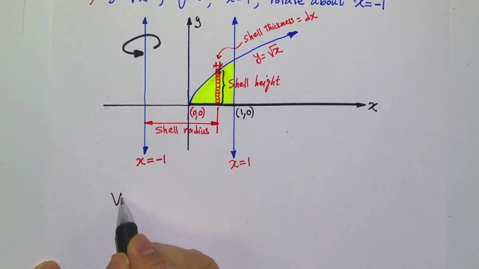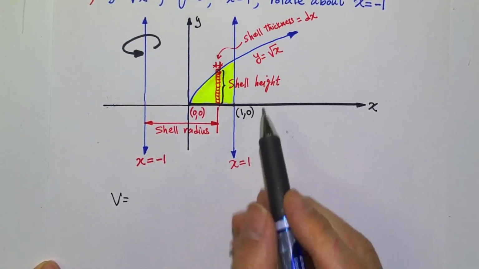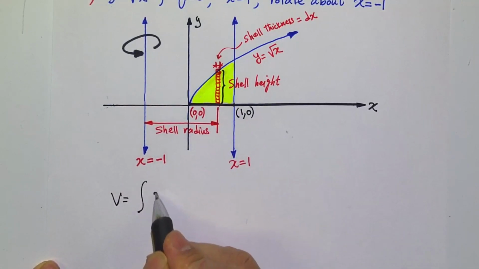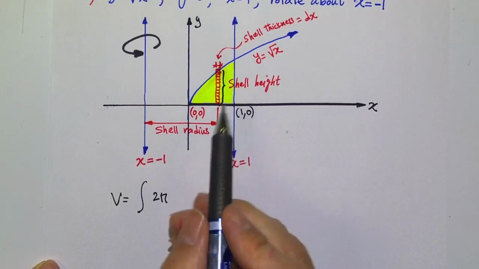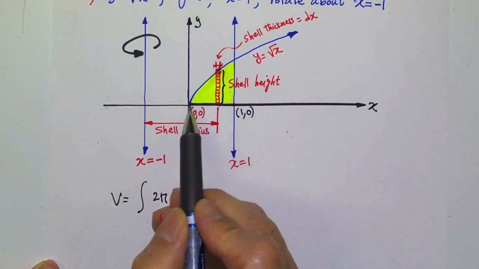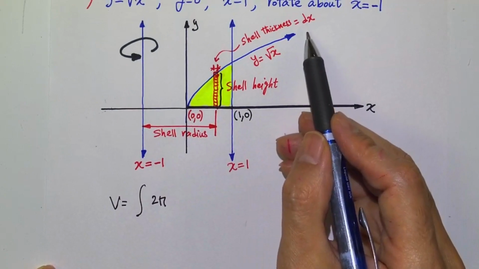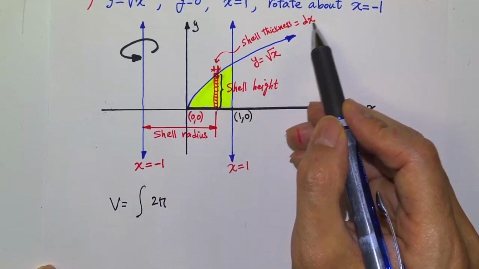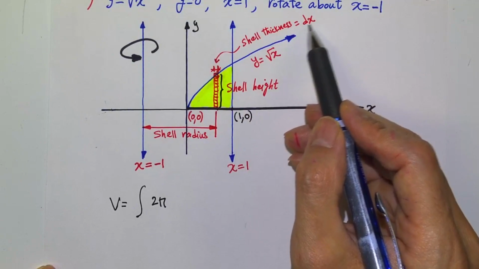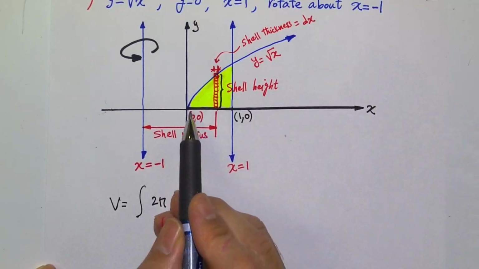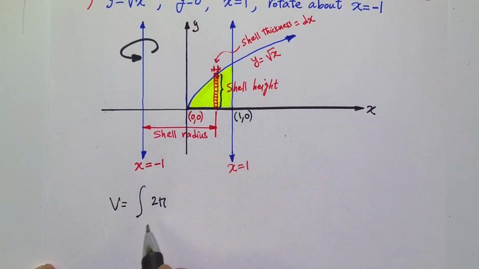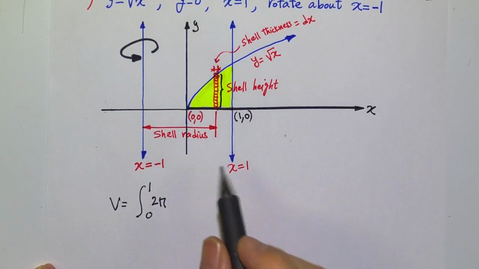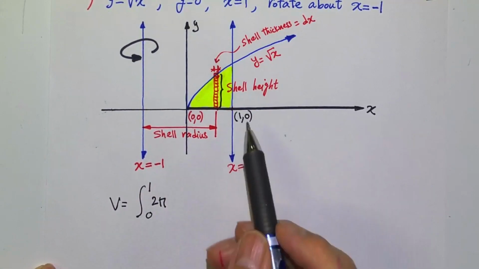Okay, so the volume would be the integral of 2 pi, with limits of integration, because we're integrating from this point to that point along the x-axis. The variable of integration is x, so we have dx. The x is changing for this region from 0 to 1. So the limits of integration are 0 to 1 for that region, times the shell radius.